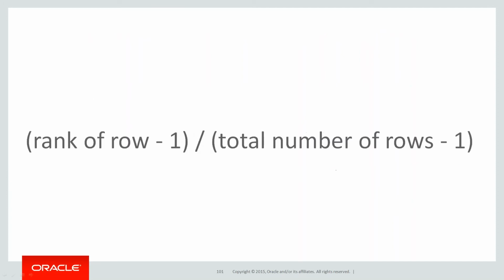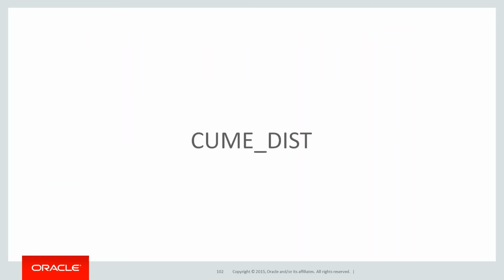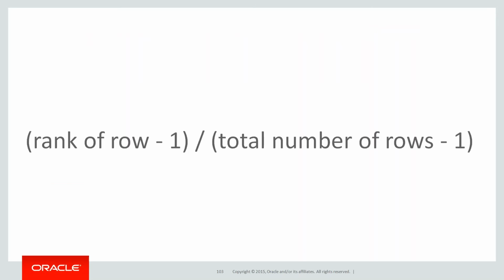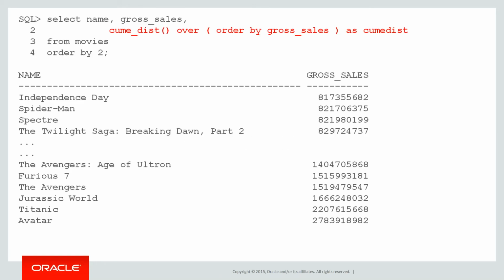Percent rank is actually a standard formula. It's the rank of the row minus 1 divided by the total number of rows minus 1. It's a standard statistical formula. We also have cumulative distribution, which looks very similar. All we do is we remove the minus 1s. So it's quite simply the rank of the row divided by the total number of rows. If I rerun that with cum_dist instead of percent rank, we get a very similar result. There's actually 50 rows in this table, so Furious 7 nice and evenly maps out to greater than 92% of all the other rows. So you've got percent rank and cumulative dist.